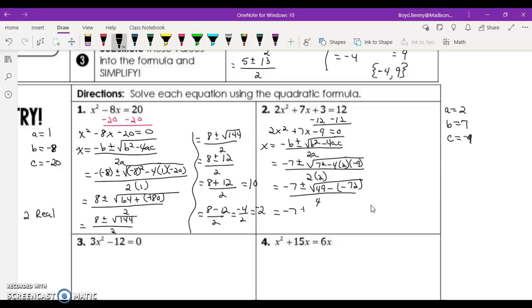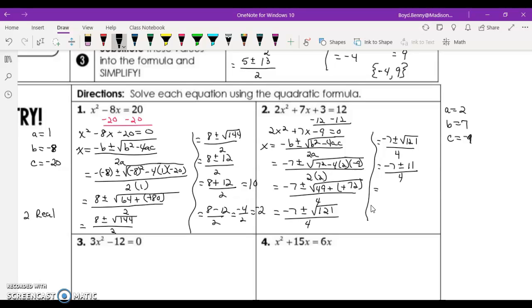So I've got negative 7 plus or minus the square root. Now I need to add 49 and 72 together. Let's see, I believe that's going to be 121 divided by 4. Now notice again, I've got a positive number here, so I'm going to have 2 real solutions. Negative 7 plus or minus the square root of 121 divided by 4. So that's going to give me negative 7 plus or minus 11 divided by 4.